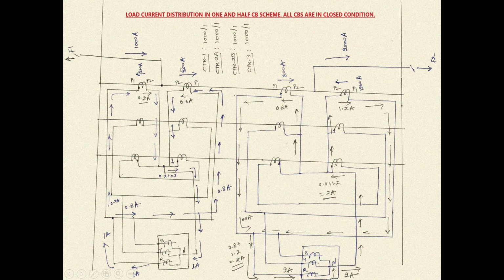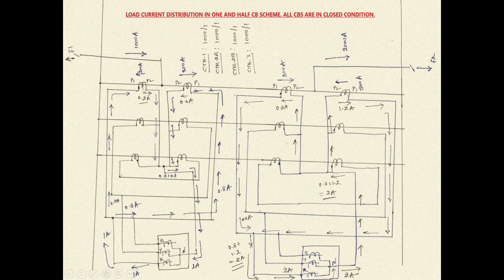So now, if 2000 ampere of current is flowing from this CT in the primary side, the corresponding secondary current will be 2000 divided by 1000, that means 2 ampere. Similarly, if 800 ampere of current is flowing through this core of the tie CT, in the secondary side 800 divided by 1000, 0.8 ampere of current will flow. Similarly, for this 1200 divided by 1000, that means 1.2 ampere.